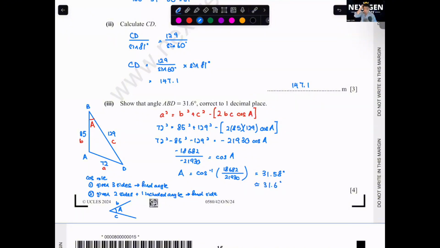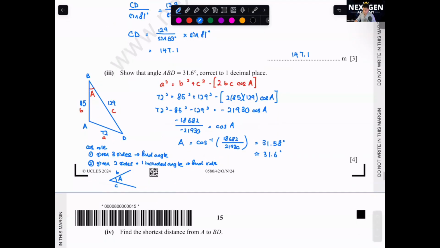Whenever they say correct to a specific significant figure or decimal place, I want you to write a bit more decimal place first. That means you write maybe one extra decimal place before you round it. All good? Cos rule? Clear on how to use it? Don't know? Go and review cos rule. Just make a remark here.